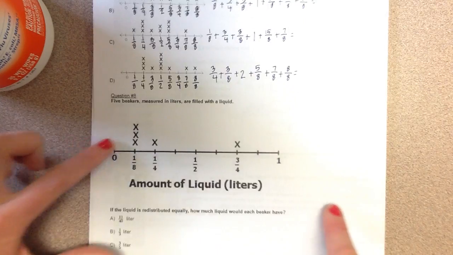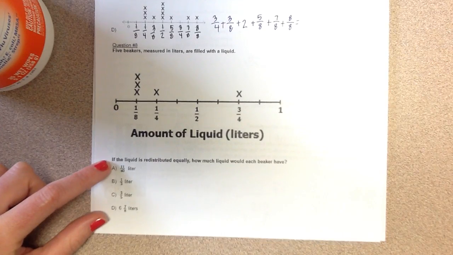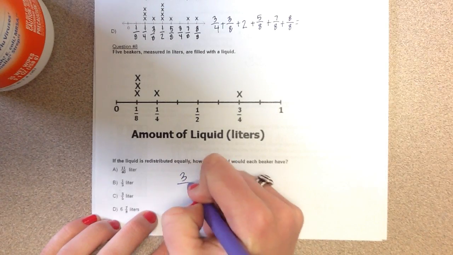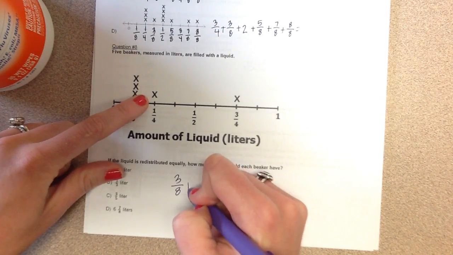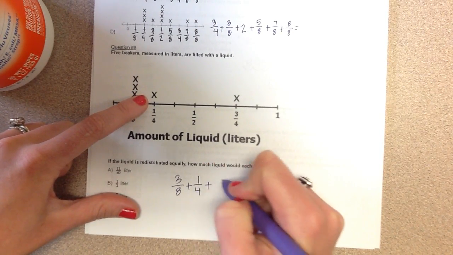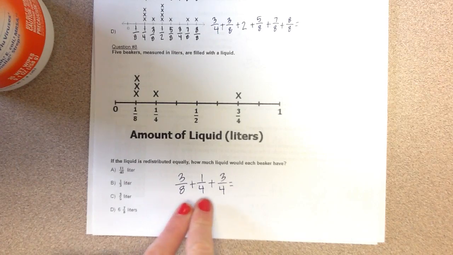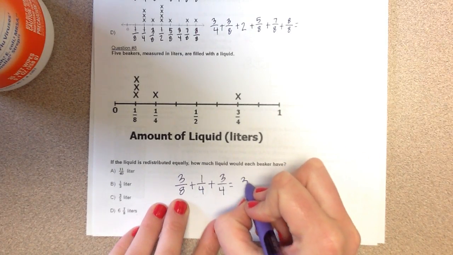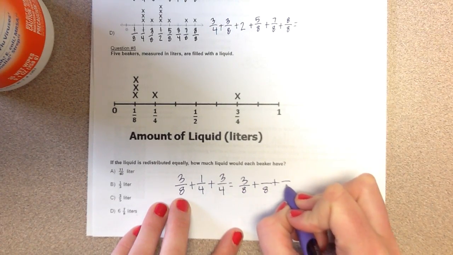Okay? Number 8 says 5 beakers measured in liters are filled with liquid. If the liquid is redistributed equally, how much liquid would each beaker have? So I'm going to have 3/8, 1/8 plus 1/8 plus 1/8 equals 3/8, plus 1/4, plus 3/4. Okay, what I can do is I can change these all into 8s, or I can change them all into 4s. I'm just going to go ahead and change them all into 8s. So 3/8 plus something over 8 plus something over 8.